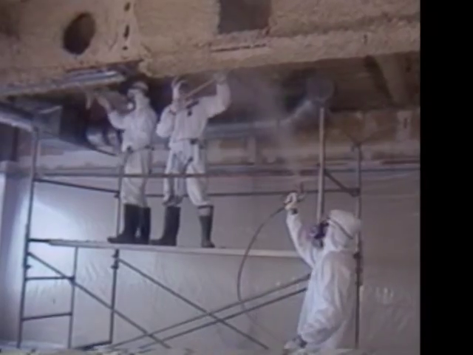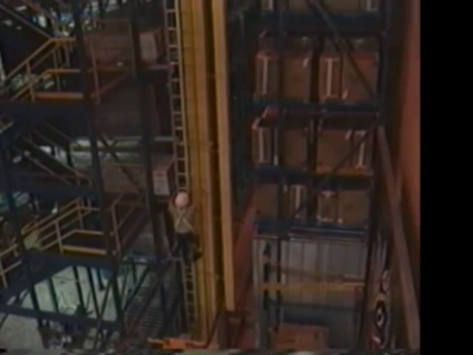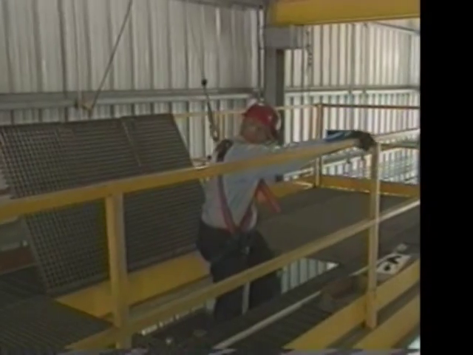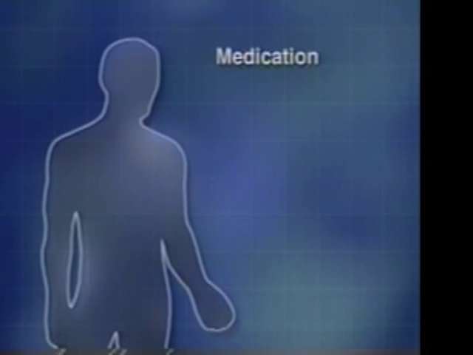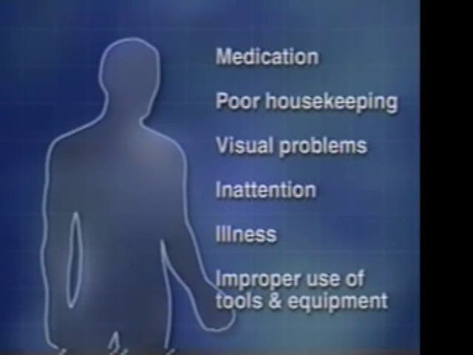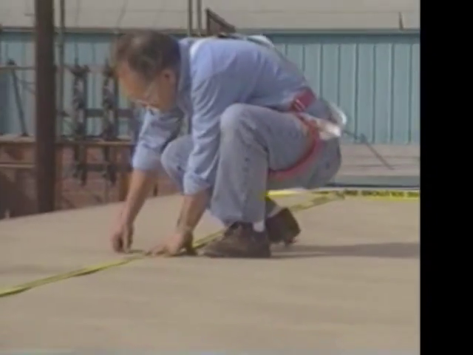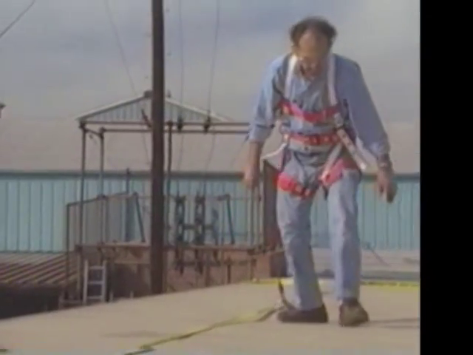Environmental factors include wet or slippery surfaces, inadequate lighting, changes in the weather, electrical hazards, mechanical equipment that may be moving, irregular work surfaces, and the constant force of gravity. Personal factors may include the use of medication, poor housekeeping, visual problems, inattention, illness, and improper use of tools and equipment.